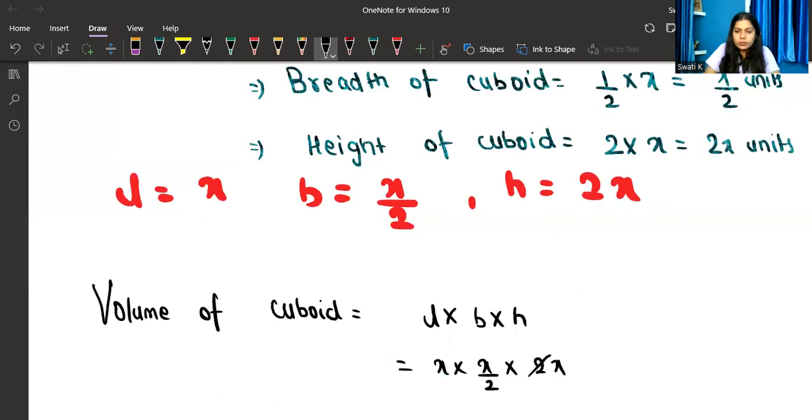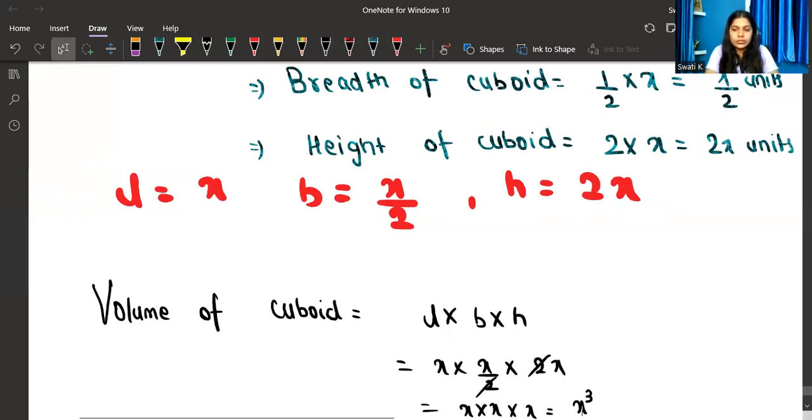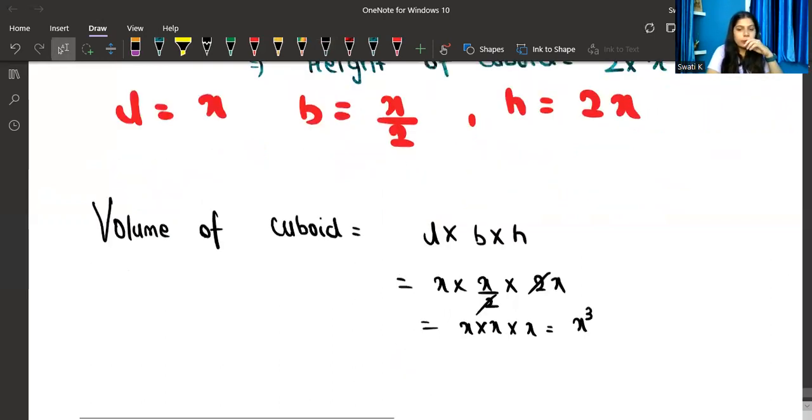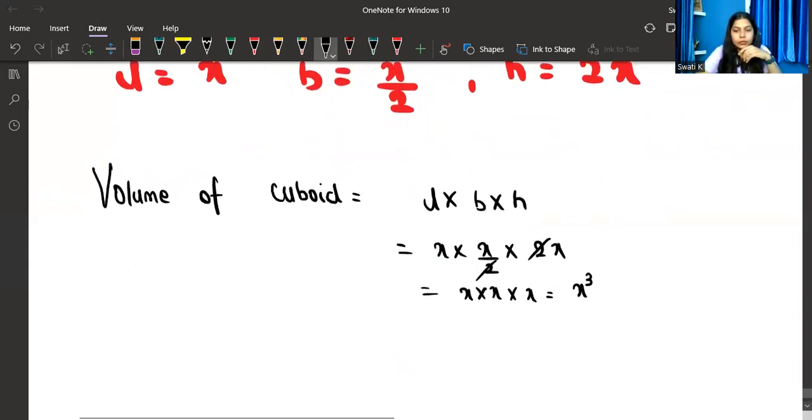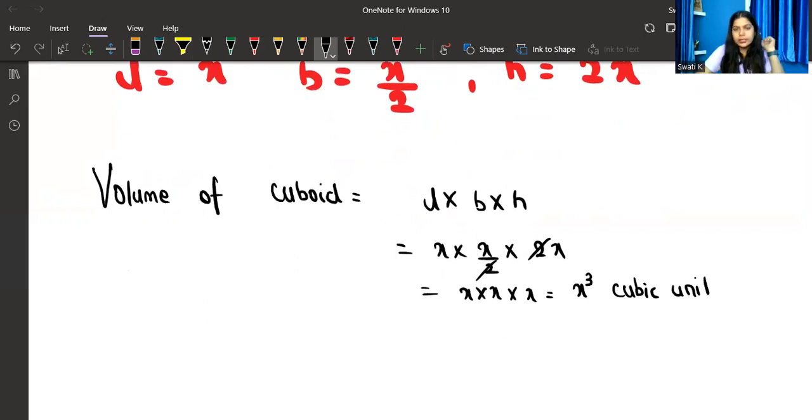Of course, this 2 and 2 will get cancelled. So what we get is x into x, that is x squared, and then into x, that is x cubed. Here you can also use the property of exponents: x into x into x is x cubed, because we simply add the powers, 1 plus 1 plus 1. So it is x cubed cubic units, because we have to write down the unit as well. So this is the answer.